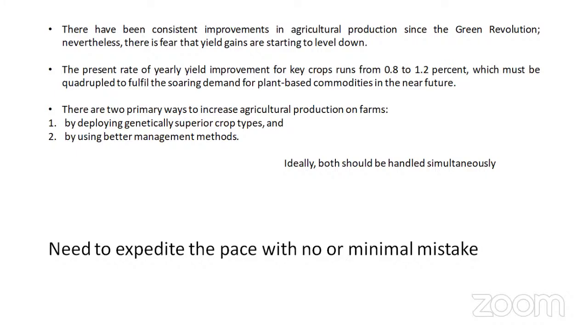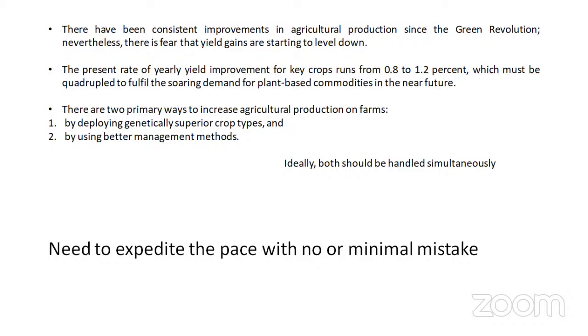The present rate of yearly yield improvement for the key crops runs from only 0.8 to 1.2%. But if you remember what happened during the Green Revolution, we are not able to achieve that kind of jump even though we are applying all our efforts. We are applying biotechnological tools, doing molecular markers, everything we have tried, but we are not able to get an improvement in yield in comparison to the effort we have made to date.